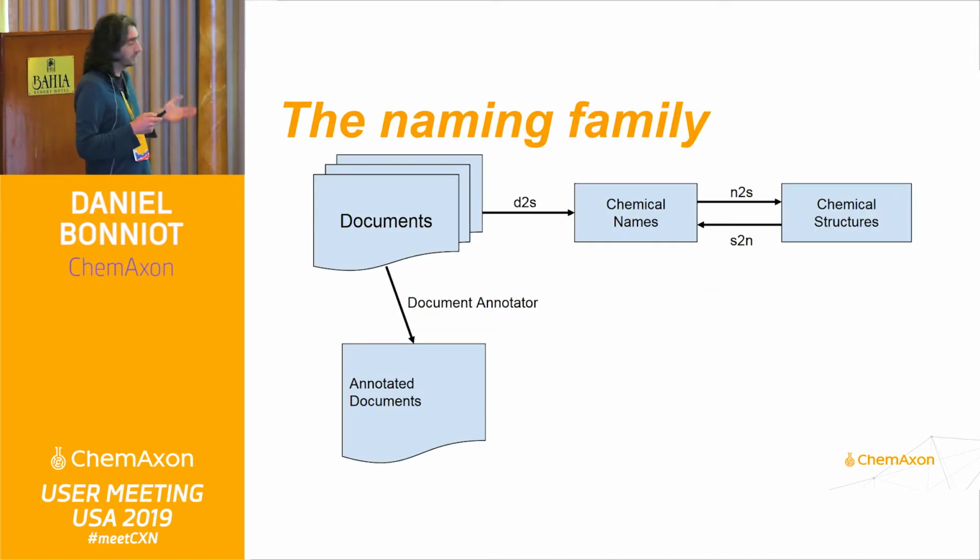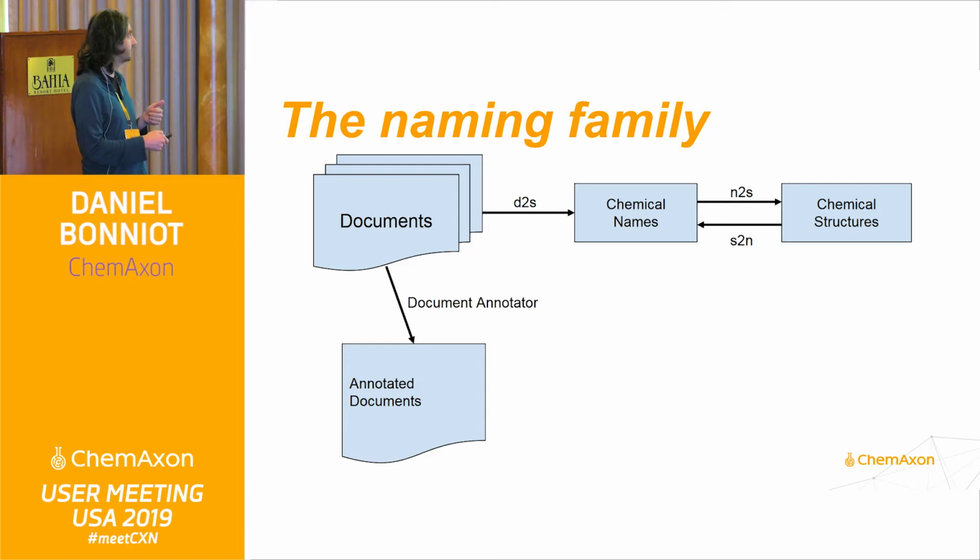So that's actually a graphical representation of our naming tools. I don't know if I have a pointer here. Yeah, so the idea is that, for instance, if you start from documents, one of the things you can ask is what are the chemical names in that document. And so that's the tool that we call document to structure. If you have a chemical name, you can ask what is the structure behind it, so that's name to structure.